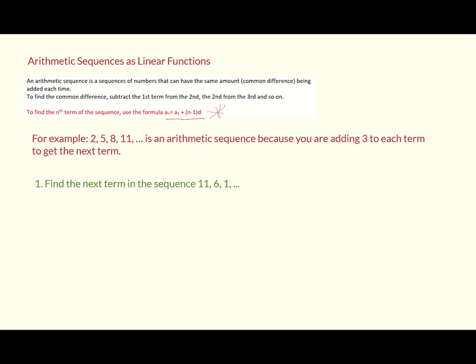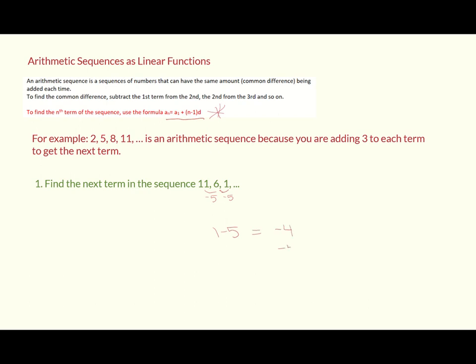Number 1 says, find the next term in the sequence 11, 6, 1. So what are you doing? You're subtracting 5 each time, right? And I know I said the common difference had to be adding, so what does that mean? That means I'm adding a negative 5 each time. If I'm subtracting, or if it looks like I'm subtracting, I can really be adding a negative number. So if I was adding a negative 5 or subtracting 5 to 1, 1 minus 5, I would get negative 4.